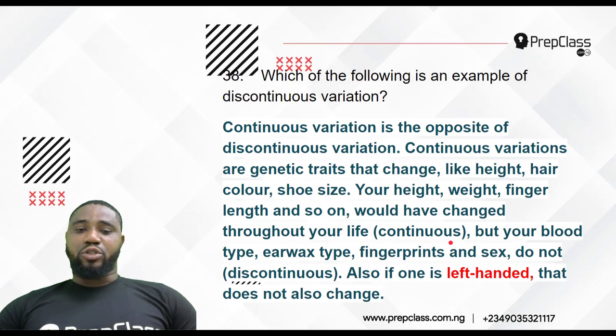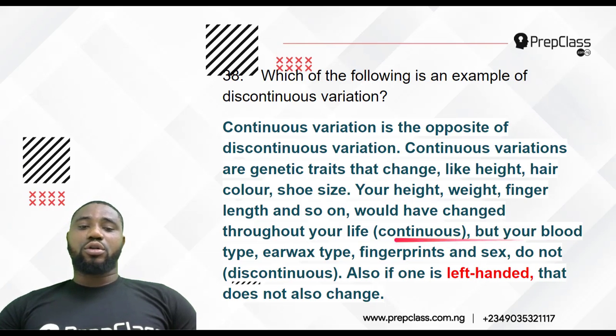When you are young, you may be small in size. When you are fully grown, they will be long in size. When you are getting old, they may be shrinking in size. So your height, weight, finger length, and so on will have changed throughout your life, continuous. But that's continuous variation, which includes height, weight, finger length, color, and so on.